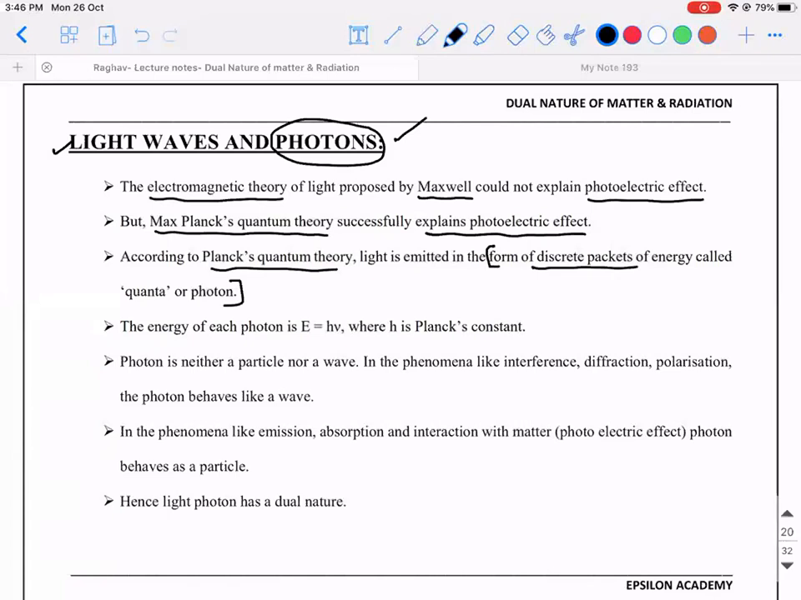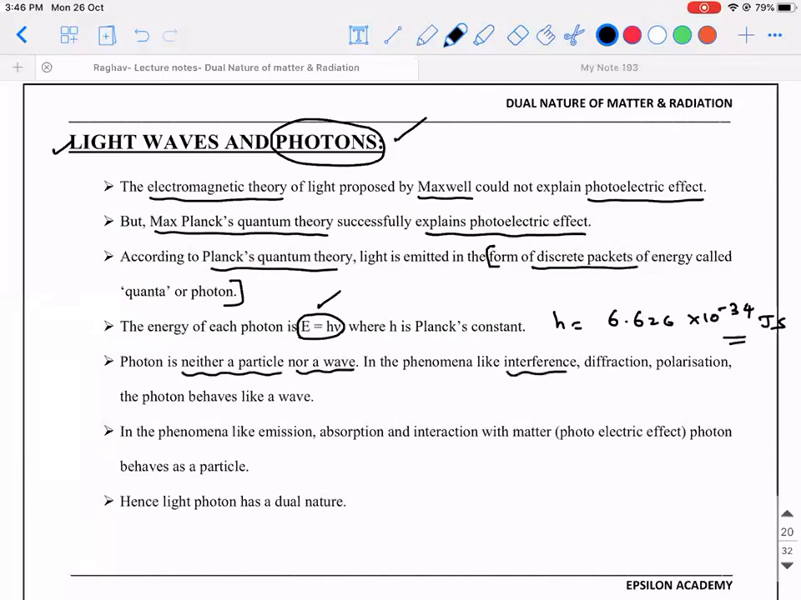and the energy of each photon according to Max Planck is E equals h nu. This expression you already know, where h is called the Planck's constant, which is 6.626 into 10 power minus 34 joule second. The next important point: is a photon a particle or a wave? Photon is neither a particle nor a wave.